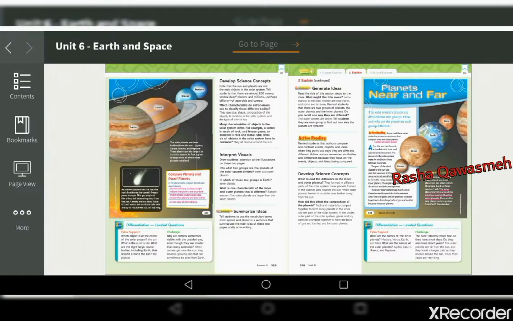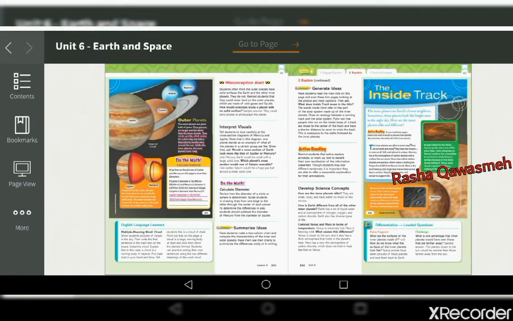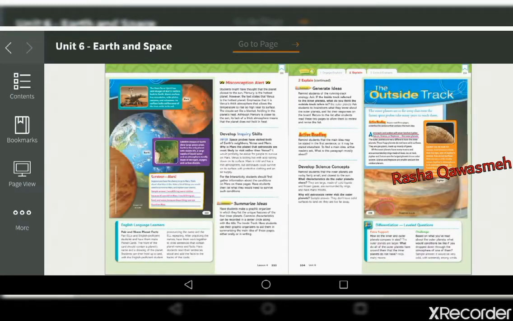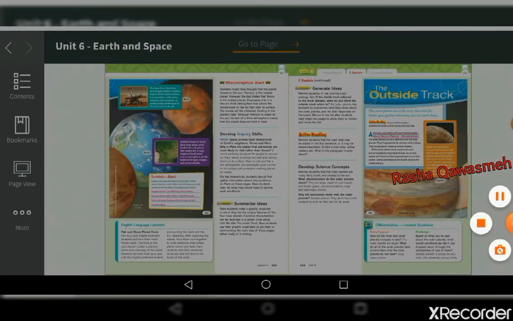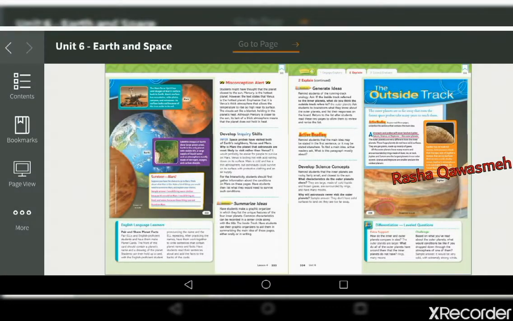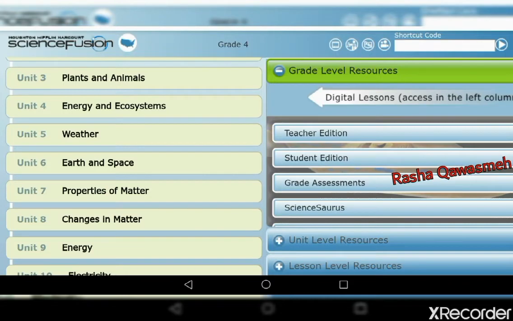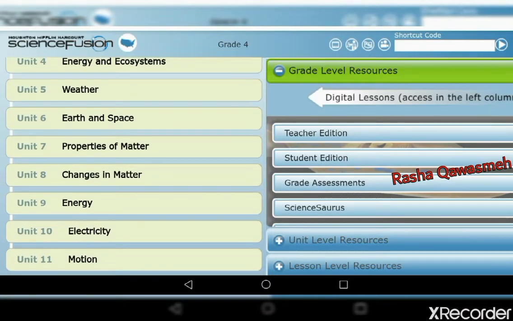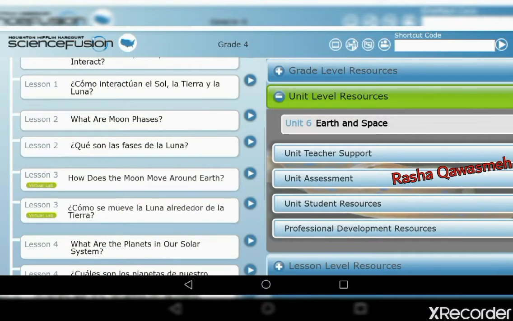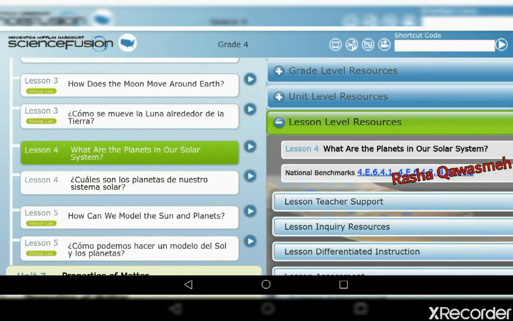As you can see on these pages, we will stop here, on this page. The other part, part 2, will be talking about the outer planets and the life zone. Now let's go back to the digital lesson. As you know, digital lesson, unit 6, lesson 4. You click on this button and here we go.